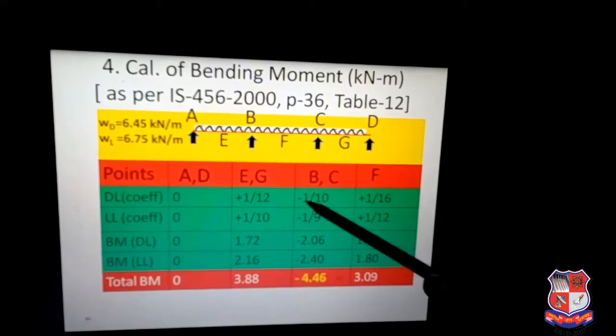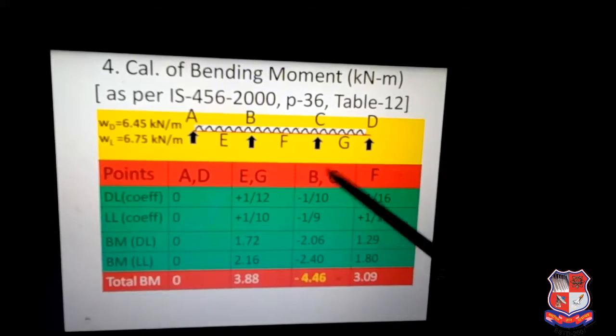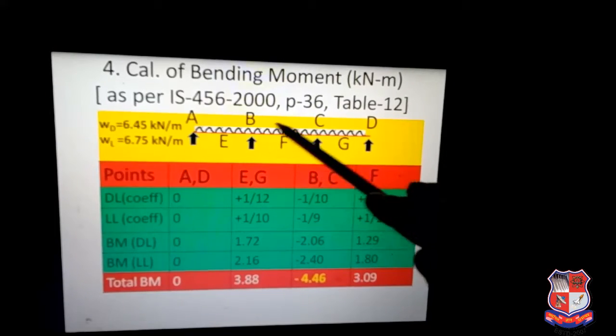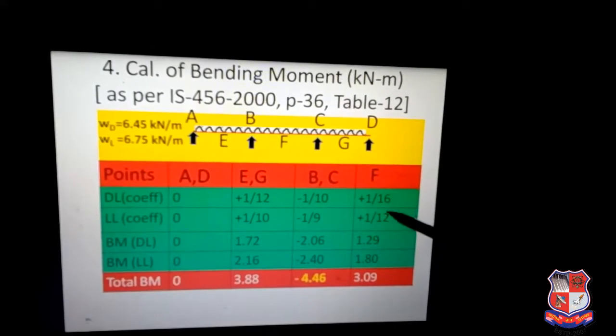So for this, the coefficient is -1/10. And for the midpoint of the intermediate span, the coefficient is +1/16. This is for dead load. Again for live load, these coefficients are there for the respective points: +1/10, -1/9, and +1/12.